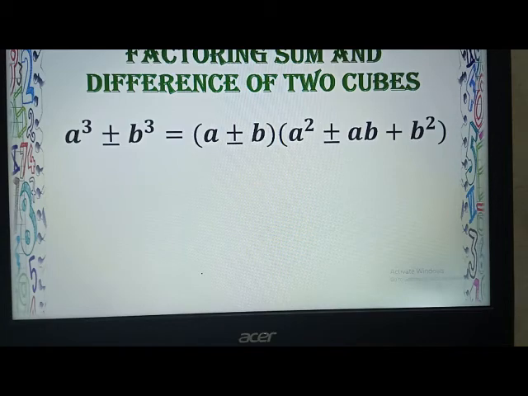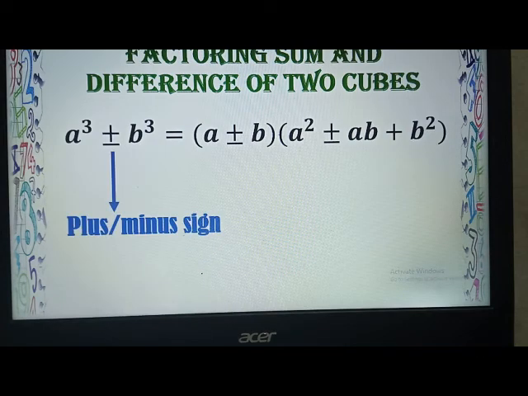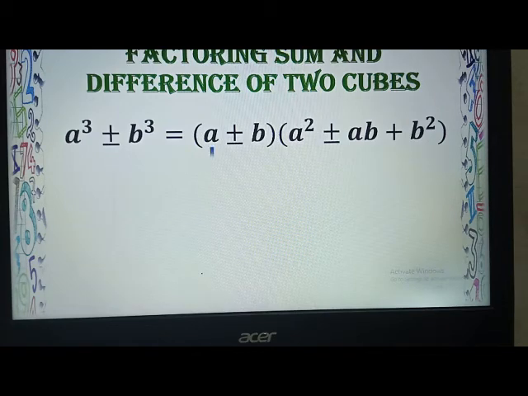In order for you to determine if it's a sum and difference of two cubes, we need to consider the following. It must be a binomial with the first term, which is a perfect cube. And the second term is also a perfect cube. The operation is either plus or minus. Now, if it's a sum and difference of two cubes, the factors are a binomial and a trinomial.